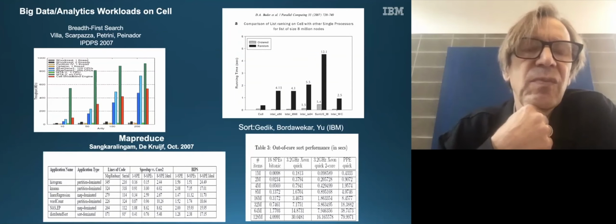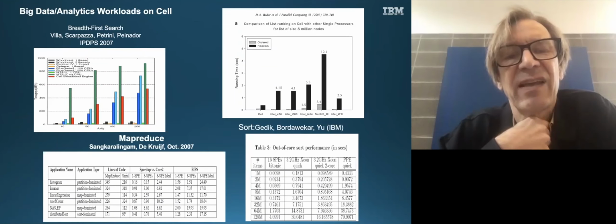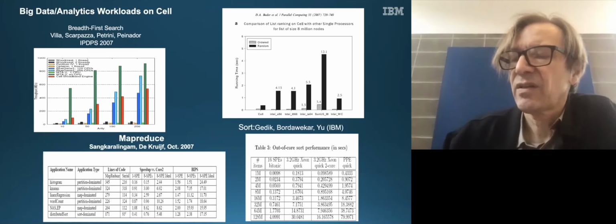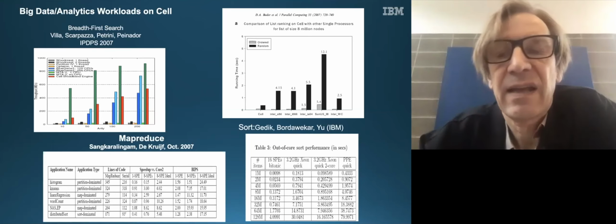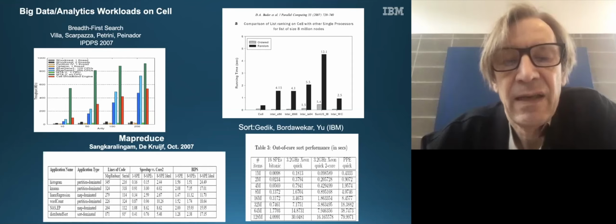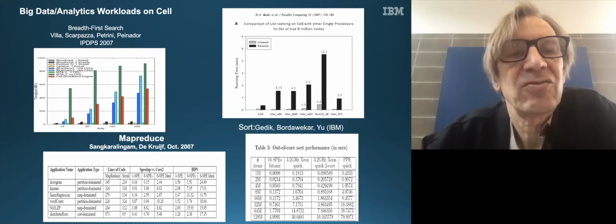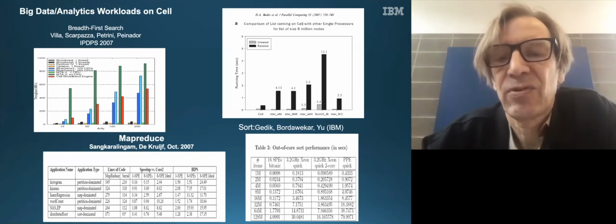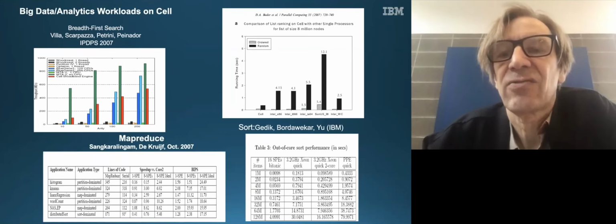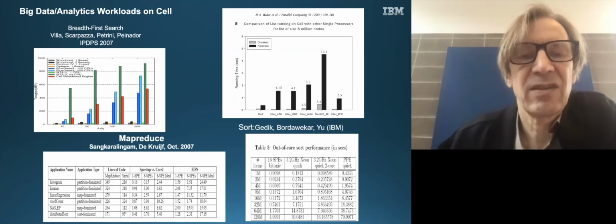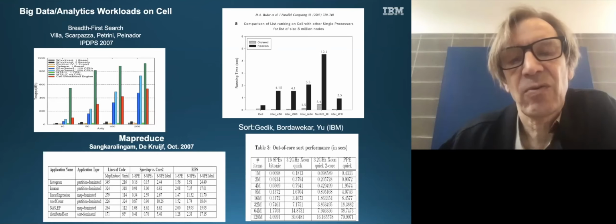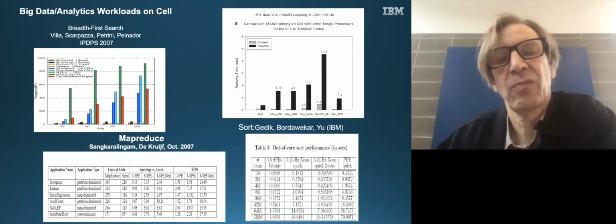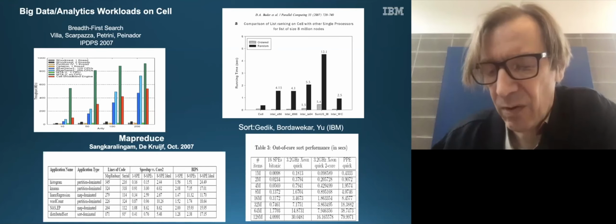Now, you might associate the cell processor with things like games or maybe physics applications, but in fact, the processor was quite effective on big data and analytics workloads as well. I'm not going to go through the details of this, but for things like searching, MapReduce, sorting, or list rank, you'll see that this type of organization was about an order of magnitude more efficient for a similar amount of silicon resource.